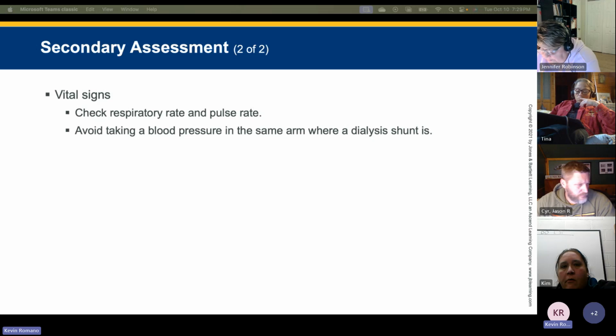A high respiratory rate with normal pulse rate and blood pressure may indicate improper ventilations. A high respiratory rate and pulse rate with signs of shock may indicate sepsis or hypovolemic shock. If a patient has dialysis shunts in his or her arm, avoid taking blood pressures in the same arm as a shunt to avoid damaging it. Another name for that would be a fistula. We do not take blood pressures over fistulas.